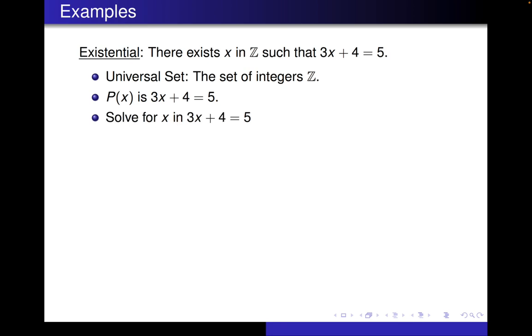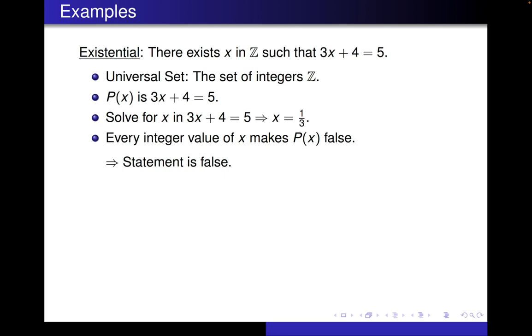And let's see, if we want to find out whether or not this is true, let's see if we can find any integers that make it true. We're going to go ahead and solve for x. That's one way of doing this. We find that x equals 1/3. That is not an integer. That means every integer x makes p of x false, which means that our existential statement is false. Ah, well, that's the way it goes.